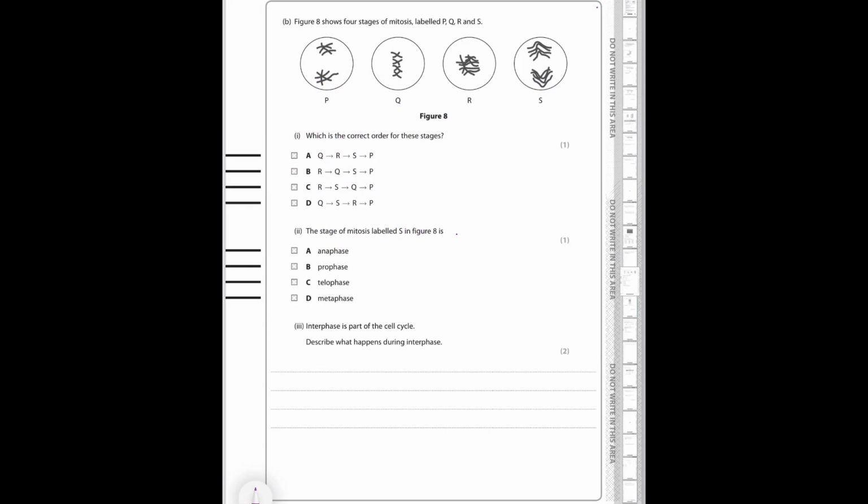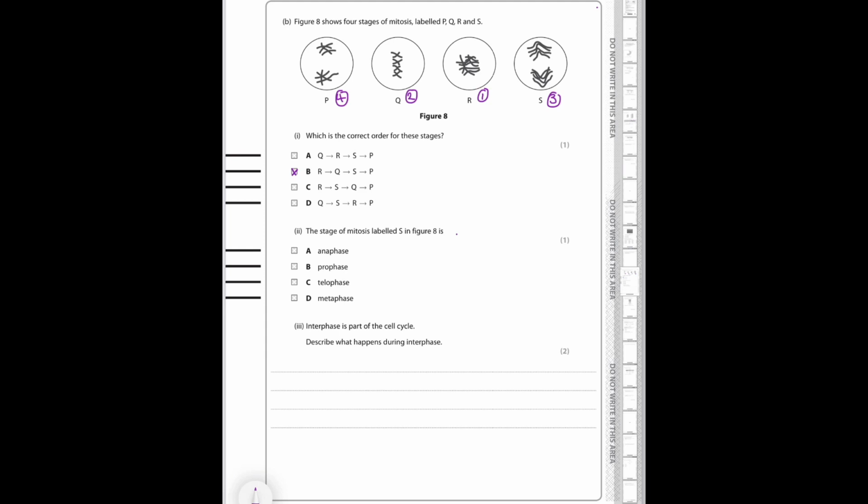For this next question, we need to look at the stages of mitosis. So we've got different parts, P, Q, R, and S, and we've got to put them in the correct order. To start off with, what I would do is just number them in what I think is the correct order. So this seems to be the correct order. And then if we look at our options, we're looking for R, Q, S, and P. So the correct answer is B.